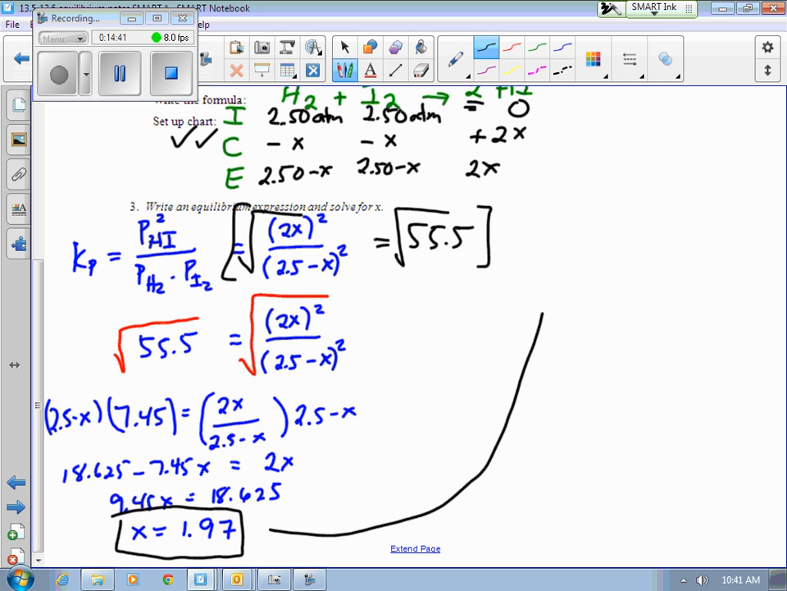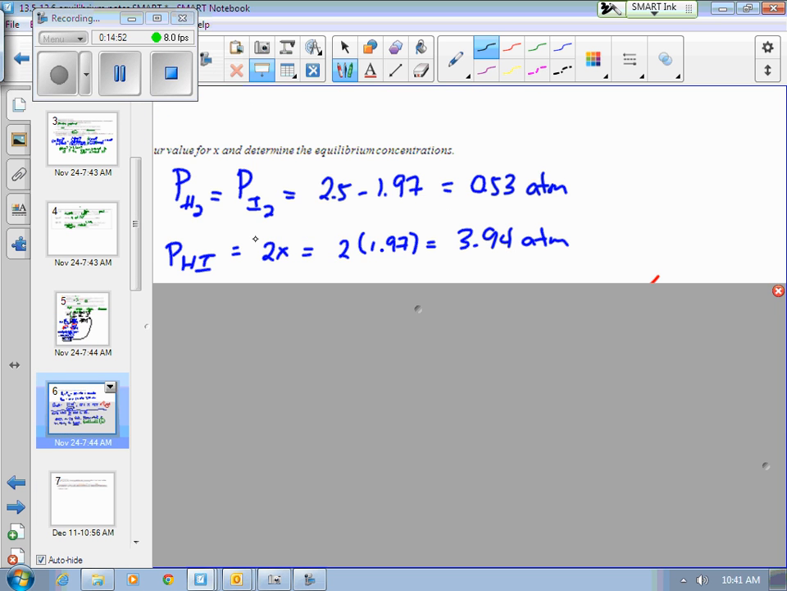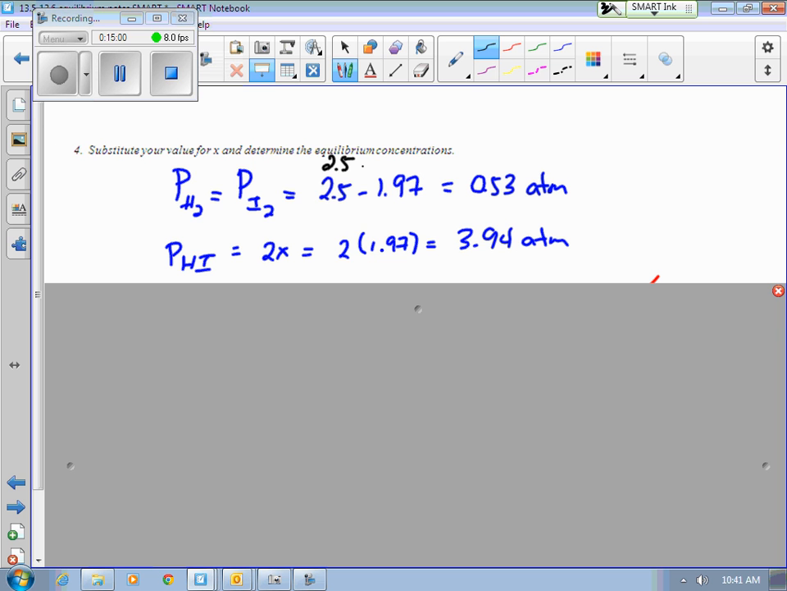So now we're just going to take this and go ahead and actually solve for the equilibrium values. So that is going to look a little something like this. Okay, so the pressure of the hydrogen equaled the pressure of the iodine. They were both equal to 2.5 minus x according to my ICE table. So I plugged in 1.97 for x, and this is what I got for the hydrogen and for the iodine. And then for the HI, well, the equilibrium pressure was equal to 2 times x. So you just pop in your value for x and solve. All right, well, those are my equilibrium pressures.